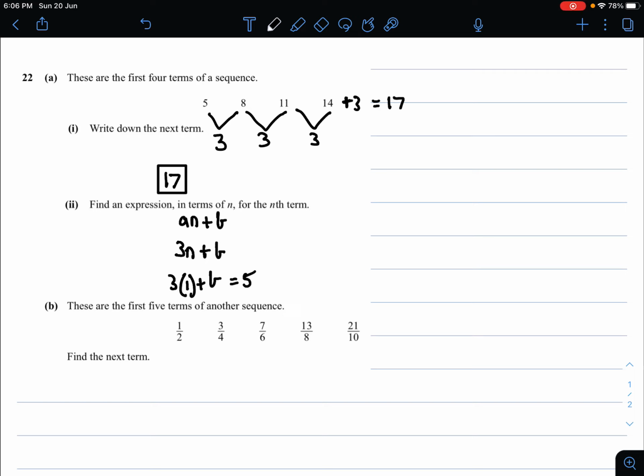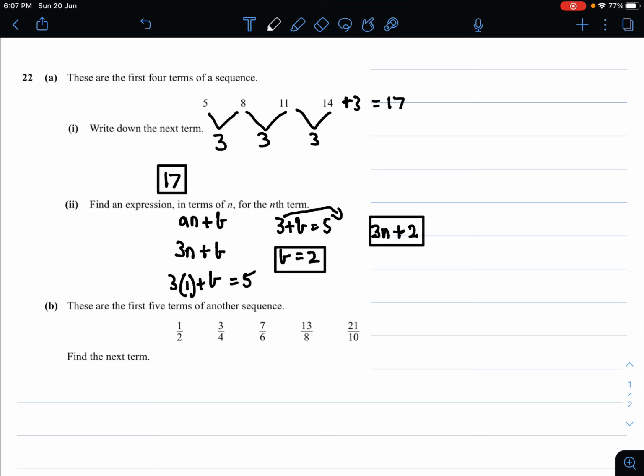So what we get is 3 plus b is equal to 5. Therefore we get b is equal to 5 minus 3, which is 2, because when you move 3 to the other side, positive becomes negative. So we have b is equal to 2. Now all you need to do is substitute the values of a and b. The value of a is the common difference, so 3n, and the value of b is 2. So 3n plus 2 is your nth term of this linear sequence.